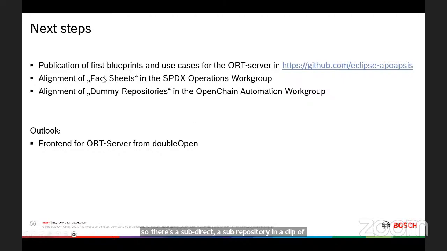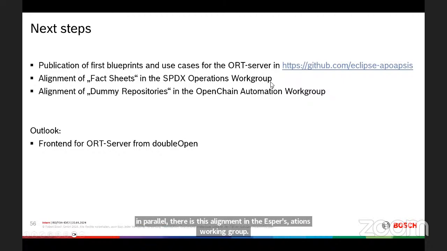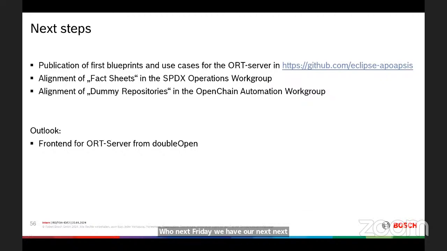And in parallel, there is this alignment in the SPDX operations working group. So next Friday, we have our next meeting. So please join the mailing list if you want to be part of this. We're starting heavily with export control fields in the SPDX, so we will potentially also make a presentation there in the OpenChain export working group later with what we did there.